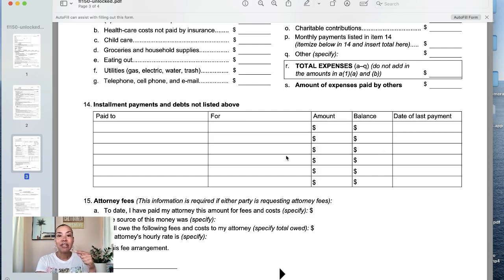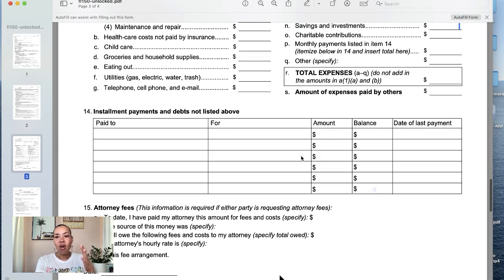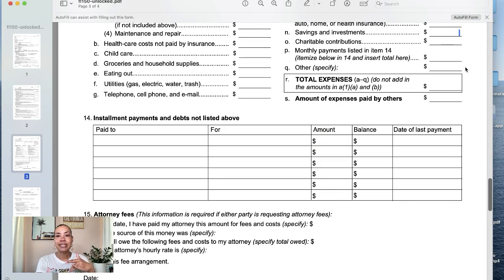We're going to just fill it out however you tell us to fill it out. You take all of the balance of these, of the amount that you pay every month, and then that total gets listed here in 13P, and then everything gets totaled up here in R.